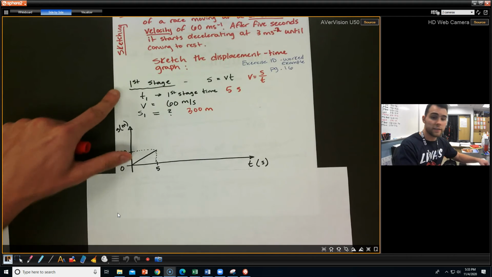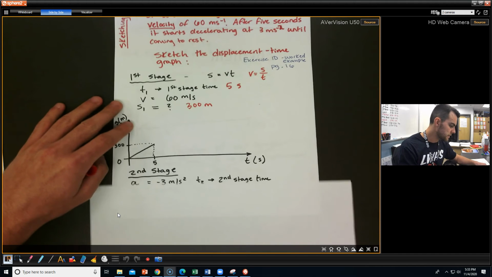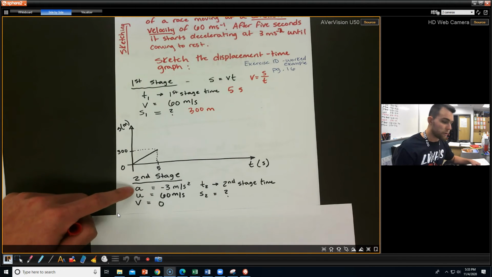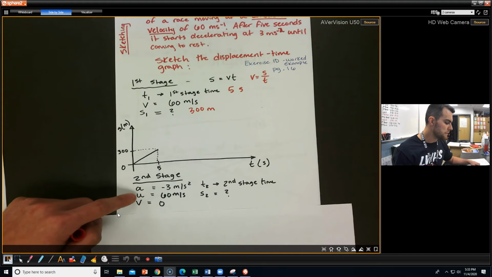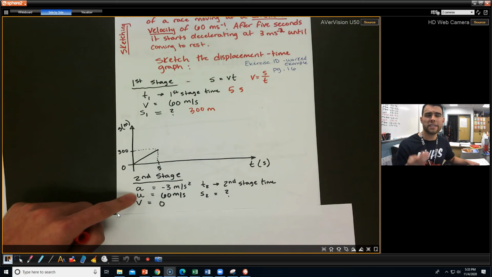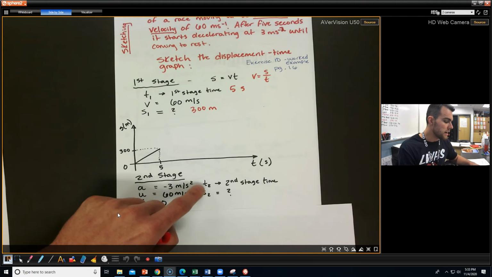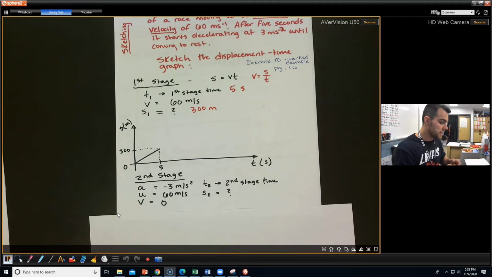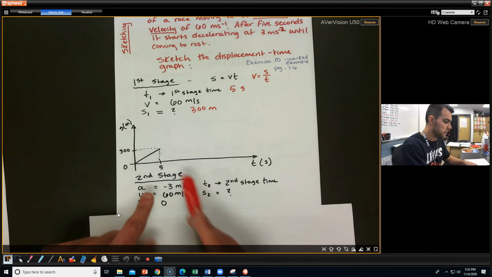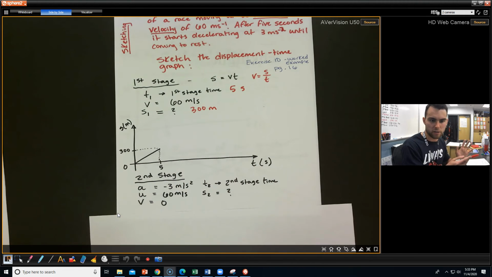The second stage is where it starts to decelerate. I know it's decelerating at 3 meters per second squared, and since it's decelerating, it's negative. My initial velocity is the velocity from stage 1, because this is stage 2. I'm starting with that speed until I eventually come to rest, which makes my final velocity 0. I need to find my second stage time, and as a result, I need to solve for my second displacement. Again, I want to get that x, y and see what this is going to look like.